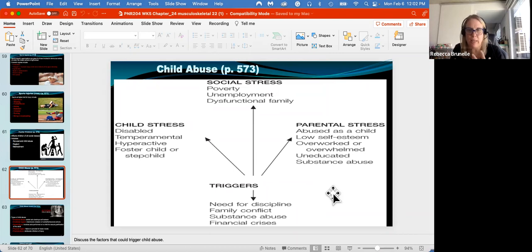Sometimes parents just really can't deal with having a kid that has CP or having a kid that has Down syndrome or really hyperactive, et cetera. So this kind of just goes over certain things that can trigger child abuse in a family.